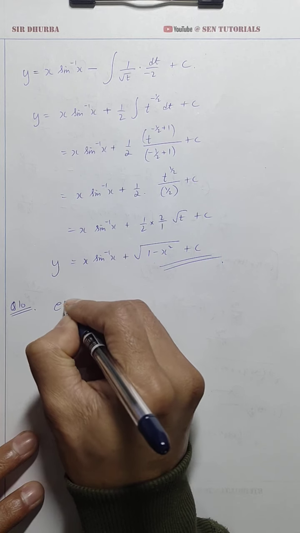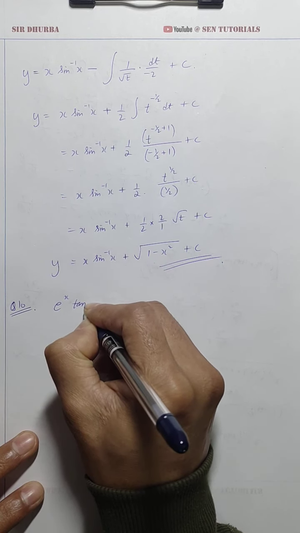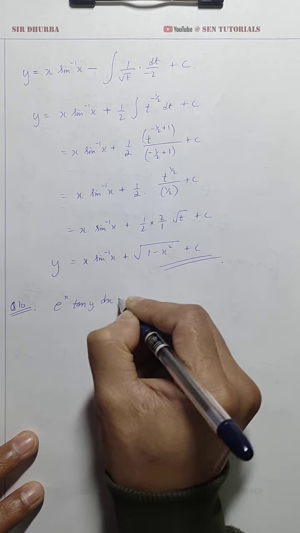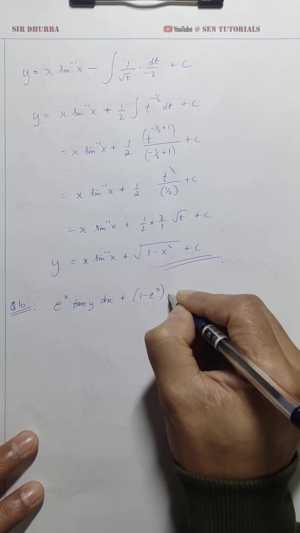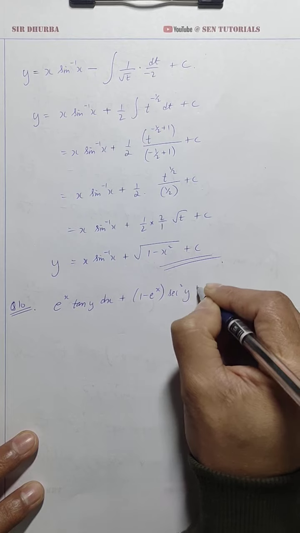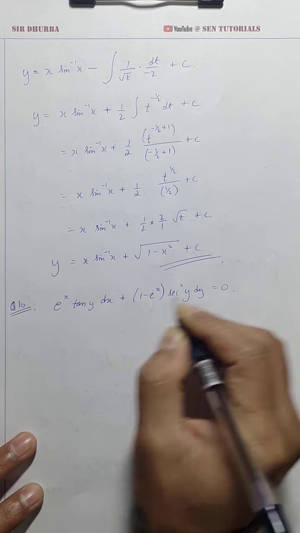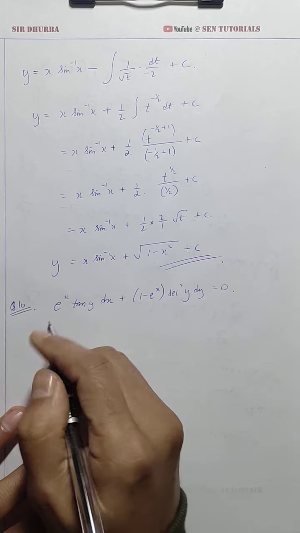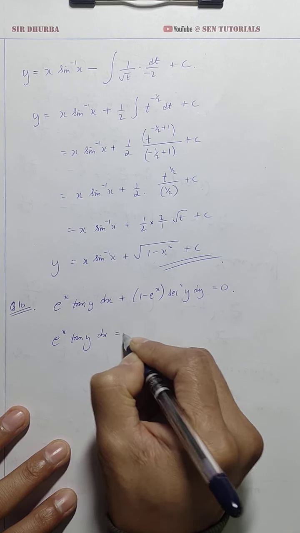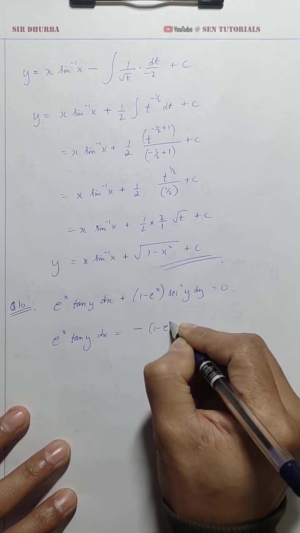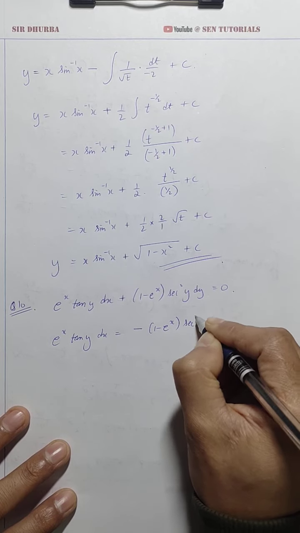Question number 10, that is e power x tan y dx plus 1 minus e power x sec square y dy equals 0. Now first separate the terms, after that only we will be able to cross multiply and separate the variables, otherwise it's kind of difficult.